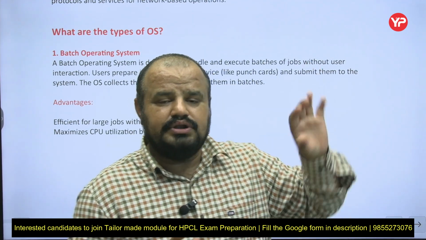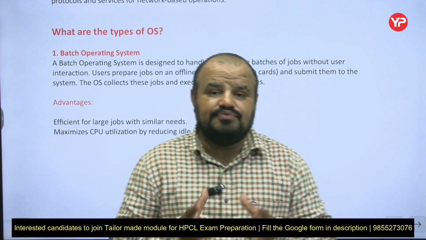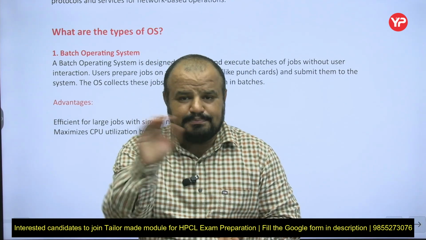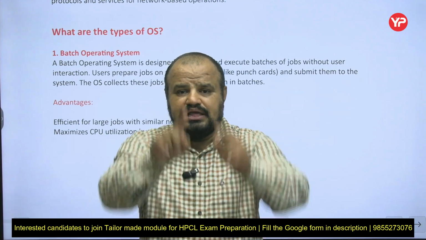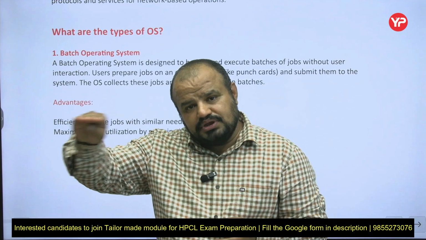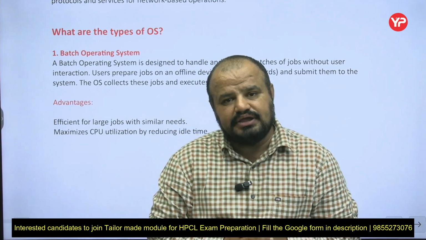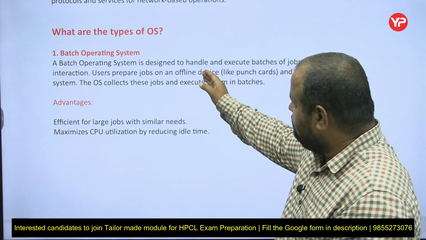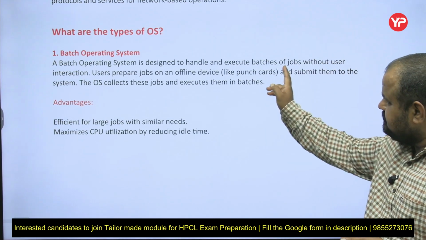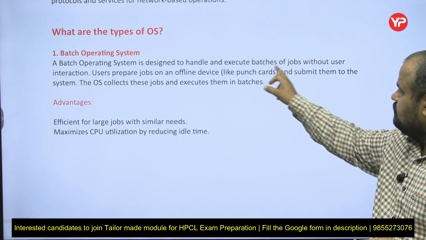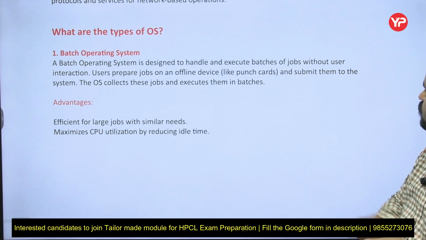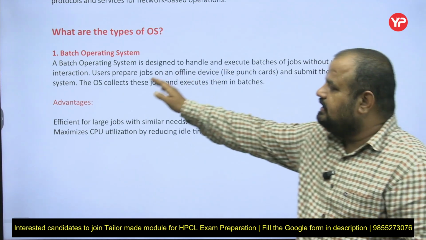They are very old. In a batch operating system, whenever we are trying to execute any process, a single process is not going to be executed. A bundle or a batch of processes is first selected, then they are executed one after another. Fine. That is called the batch operating system. A batch operating system is designed to handle and execute batches of jobs. This word is very important. They execute batches of jobs without user interaction.